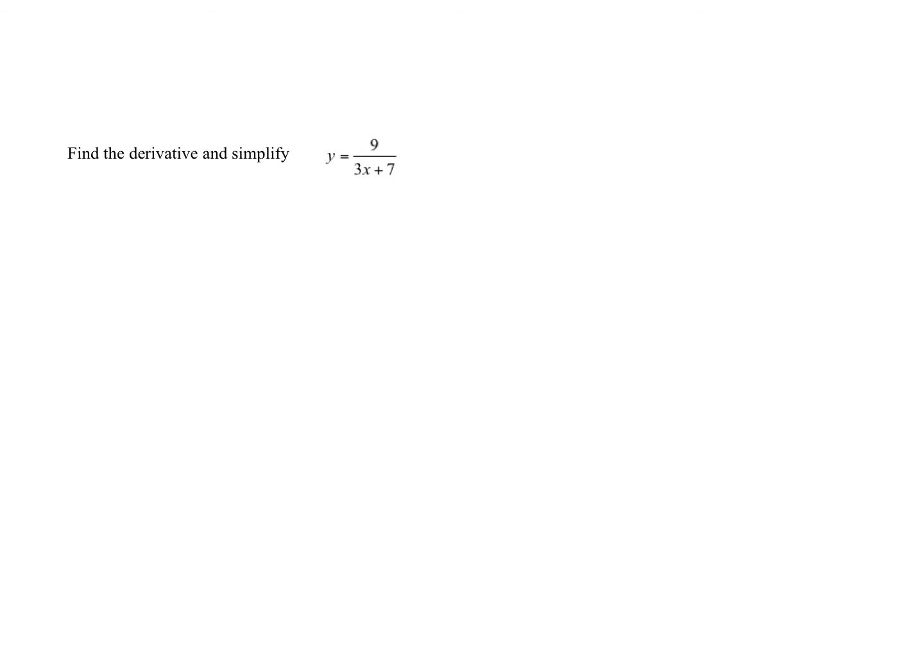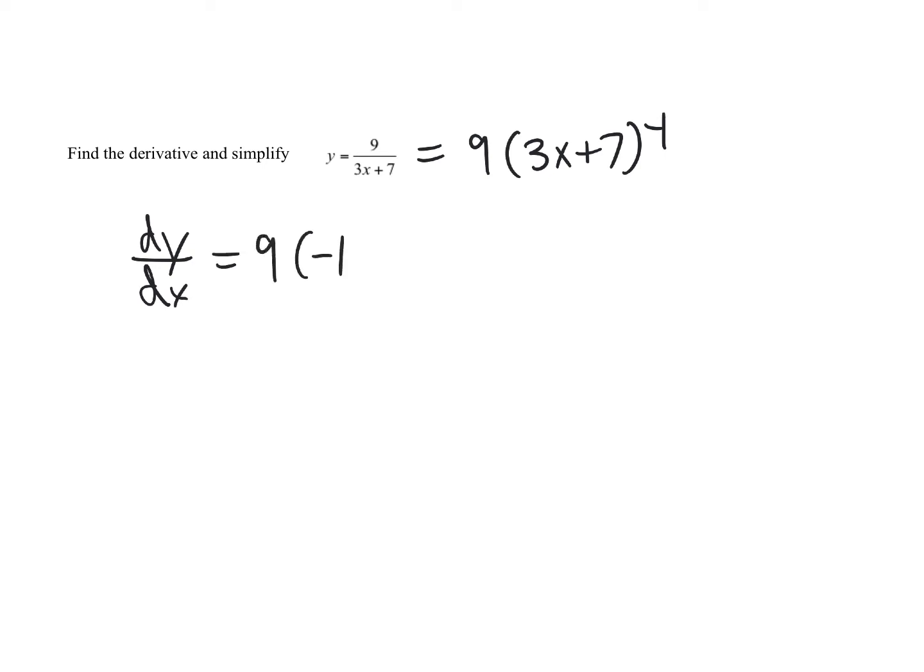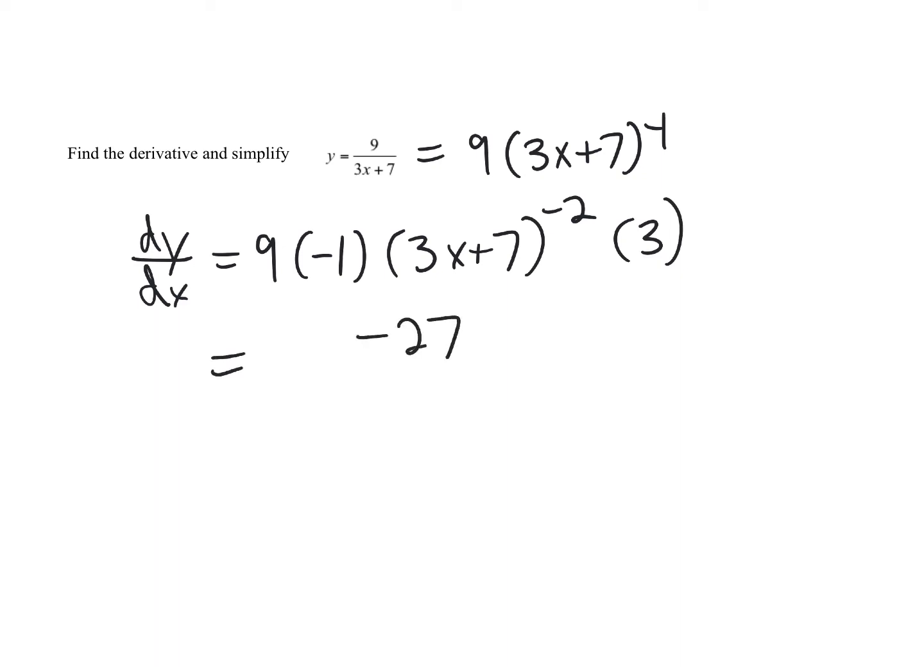Now yes, you could use the quotient rule, but if you look at the numerator, the 9, the derivative of 9 is just 0. So it's not worth doing the quotient rule for. It's much easier just to make this 3x plus 7 to the negative 1, and then just use your chain rule. We have 9 times negative 1, 3x plus 7, subtract 1 from our exponent, derivative of the inside, and then we simplify, we end up with negative 27 over 3x plus 7 squared.